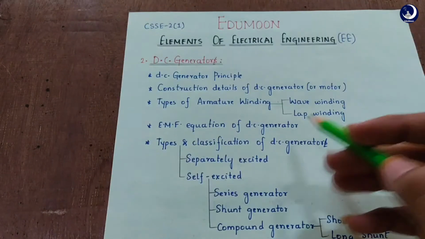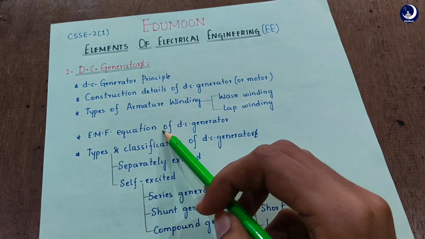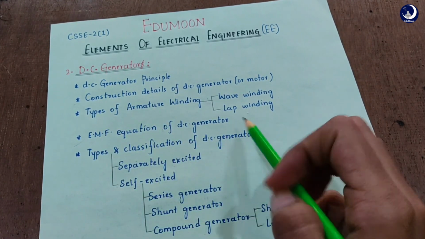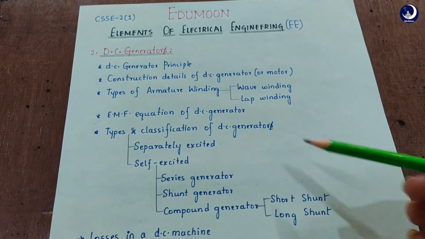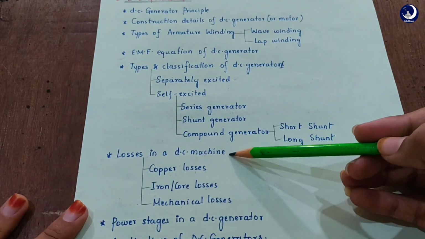In this lecture, we have learnt how to derive the EMF equation of a DC generator and the types and classifications of DC generators. We have learnt about the separately excited DC generator. In the next session, we'll look at self-excited DC generators and the losses in a DC machine.